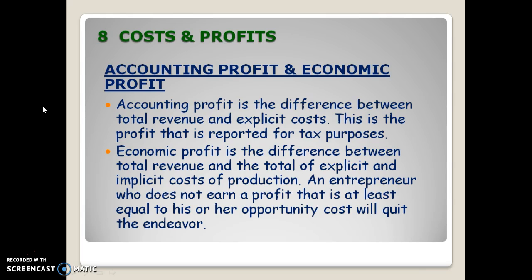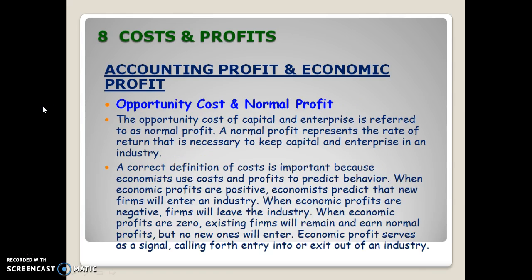An entrepreneur who does not earn a profit that is at least equal to his or her opportunity cost is going to quit the endeavor. And that's very important to evaluate. When we look at opportunity cost and normal profit, you're going to look at the cost of capital, and that's referred to as normal profit. Normal profit represents the rate of return that's necessary to keep capital and enterprise in an industry. When we look at the correct definition, it's important to use both costs and profits to predict the behavior of what firms will do. Firms will dictate their decisions based off this.